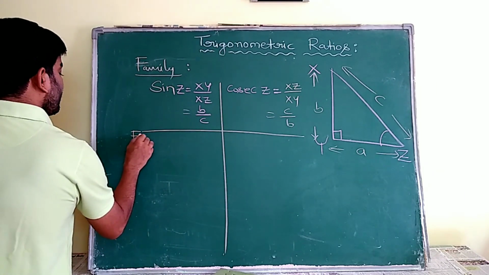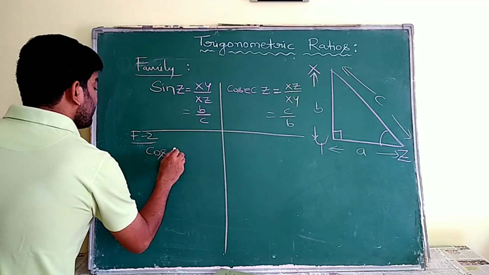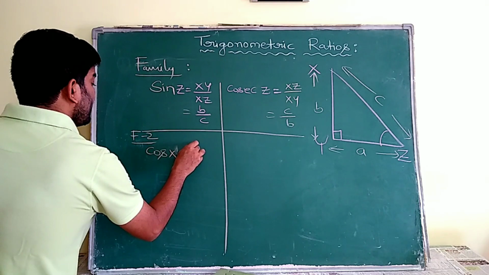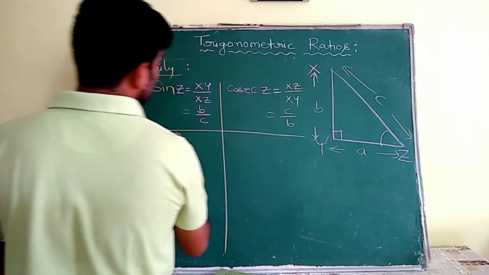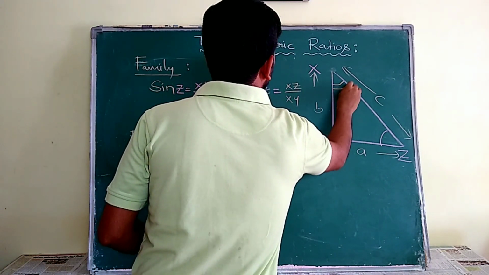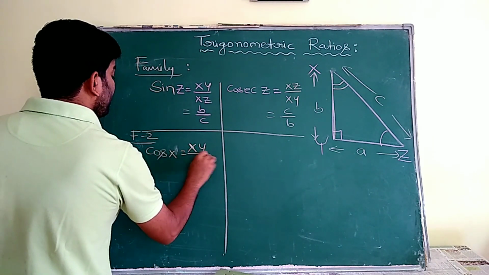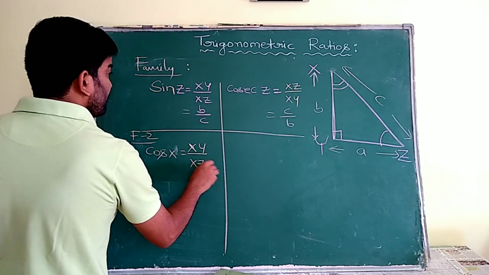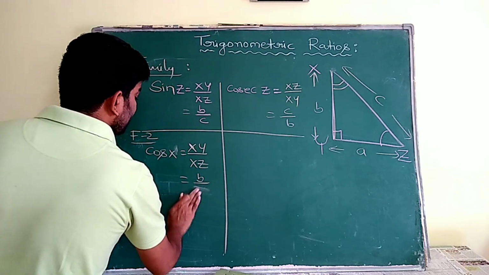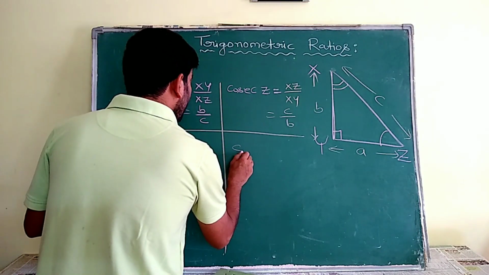This is family 2. In this family 2 we know that cos. If I want to write cos x, then adjacent side to x. Adjacent side to x is XY. So XY by hypotenuse XZ, ma. What is XY? It is b, and XZ is c. This is cos. So the family member of cos is secant.